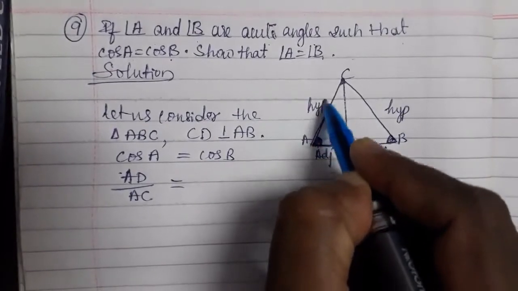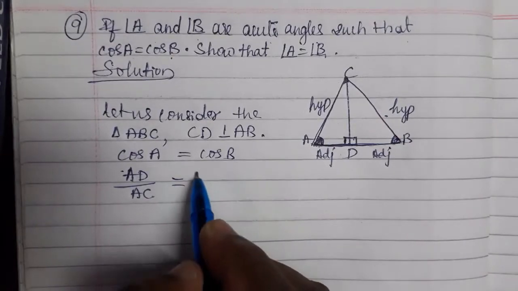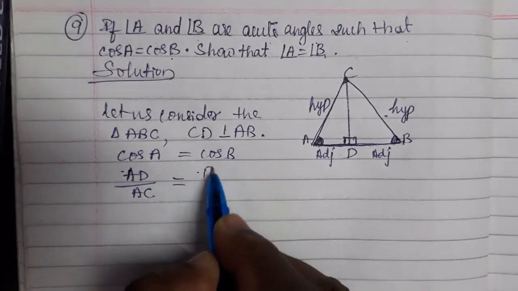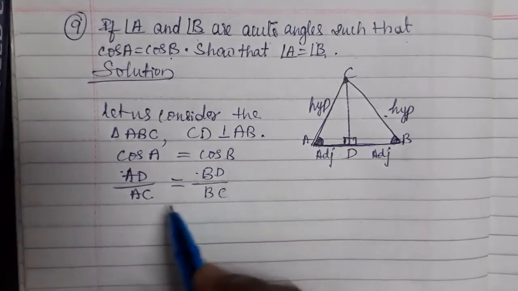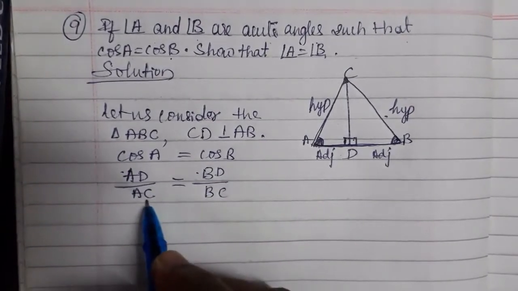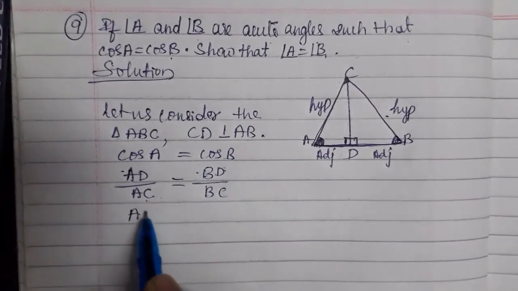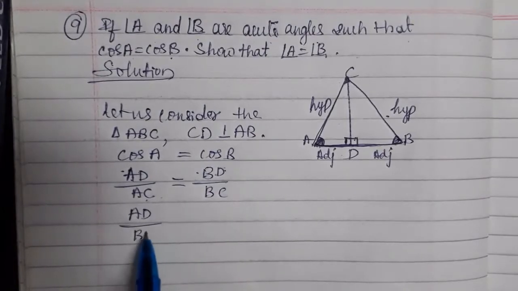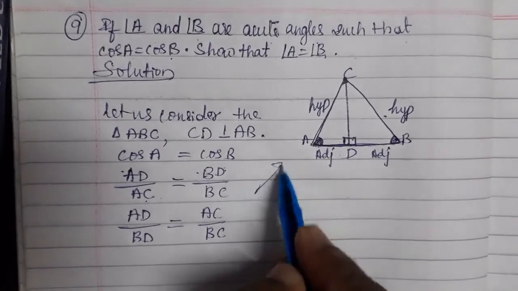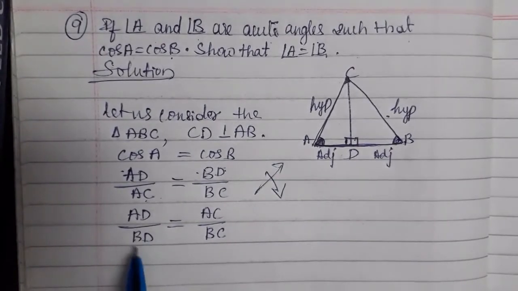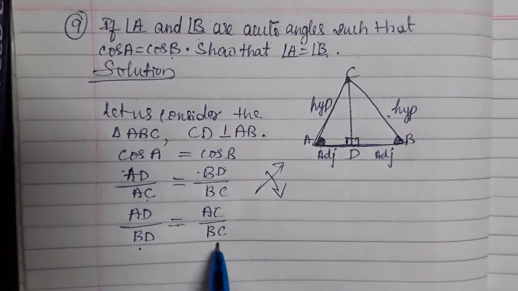Adjacent is BD. Hypotenuse, opposite to 90 degrees, is BC. So cos B will be equal to BD by BC. Now I will shift the hypotenuse to one side. By cross multiplication, I get AD by BD is equal to AC by BC. This is by cross multiplication.